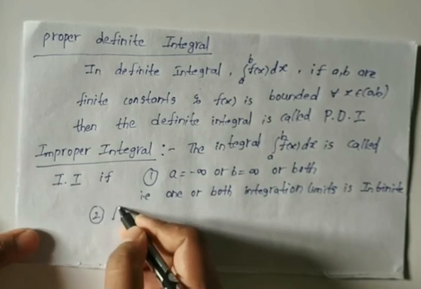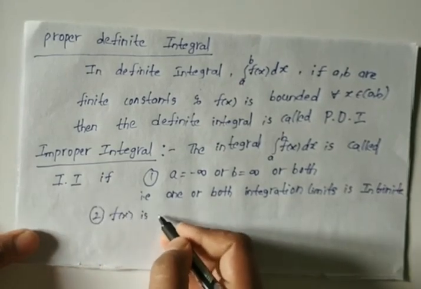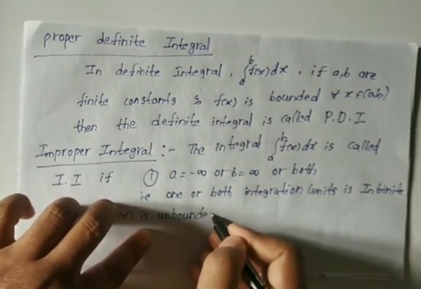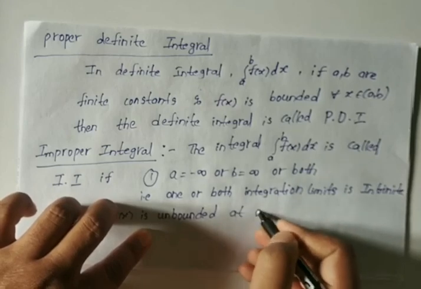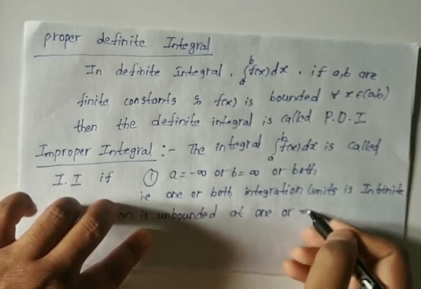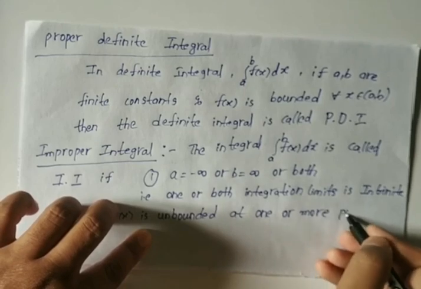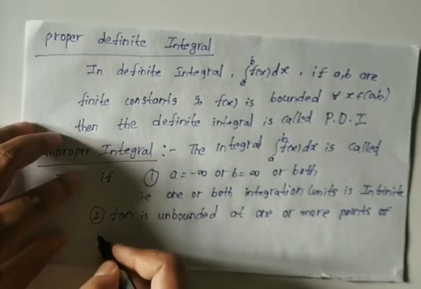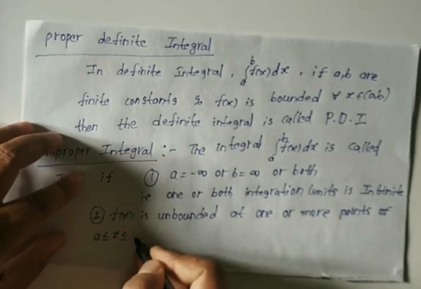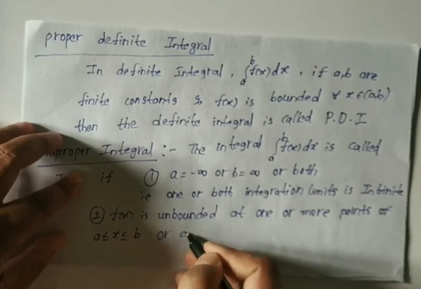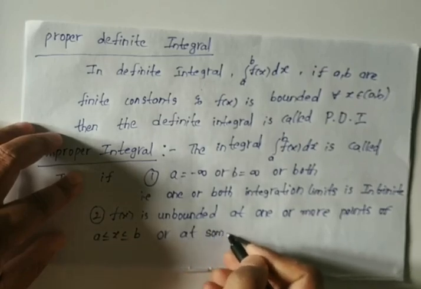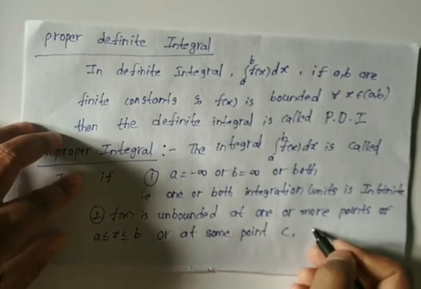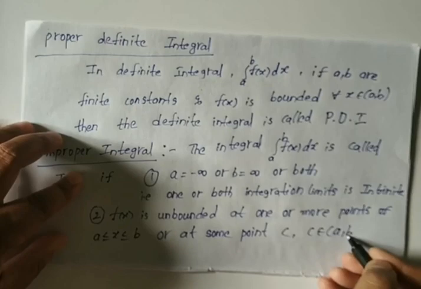Second, f of x is unbounded at one or more points of a less than or equal to x less than or equal to b, or at some point c belonging to the open interval a comma b.